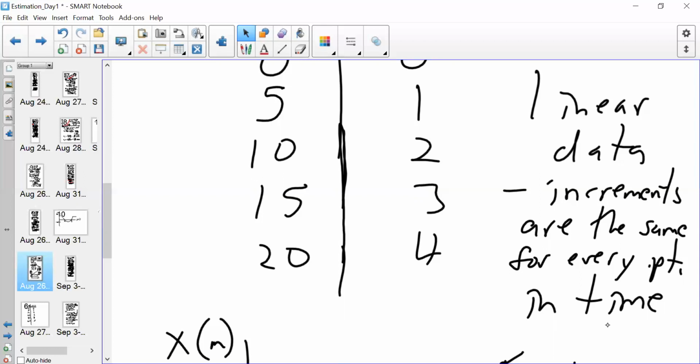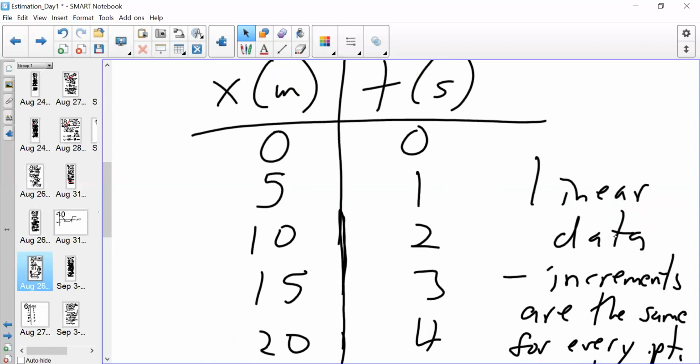So these go 5, 17, 35, 62. And then when you start to slow down, it goes, all right, maybe 67, let's see, 70, then it goes 67, 65. It just gets dramatically smaller and smaller after getting dramatically larger and larger. So linear data have the increments that are the same for every point in time. Everybody see that? Hopefully everybody's tracking that.